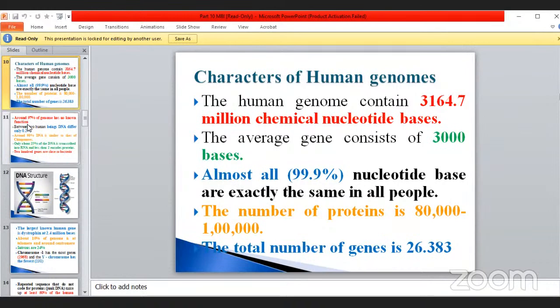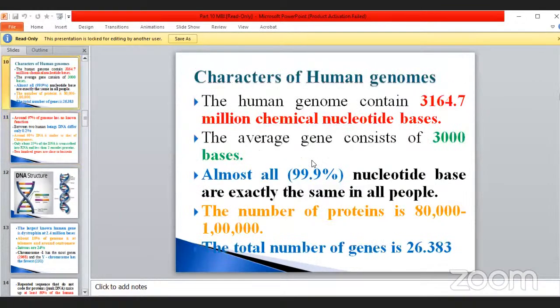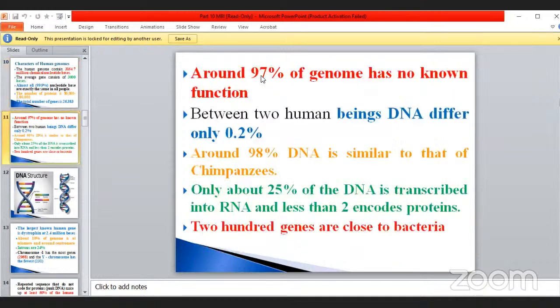Okay. Next, around 97% of the genome has no known function. This is very, very important. So how much is remaining? Only 3% of the genome has known functions. So the remaining 97% is unknown. The total genome, from this part, 97% has no known function. So the remaining 3% only they identified. This is very, very important.